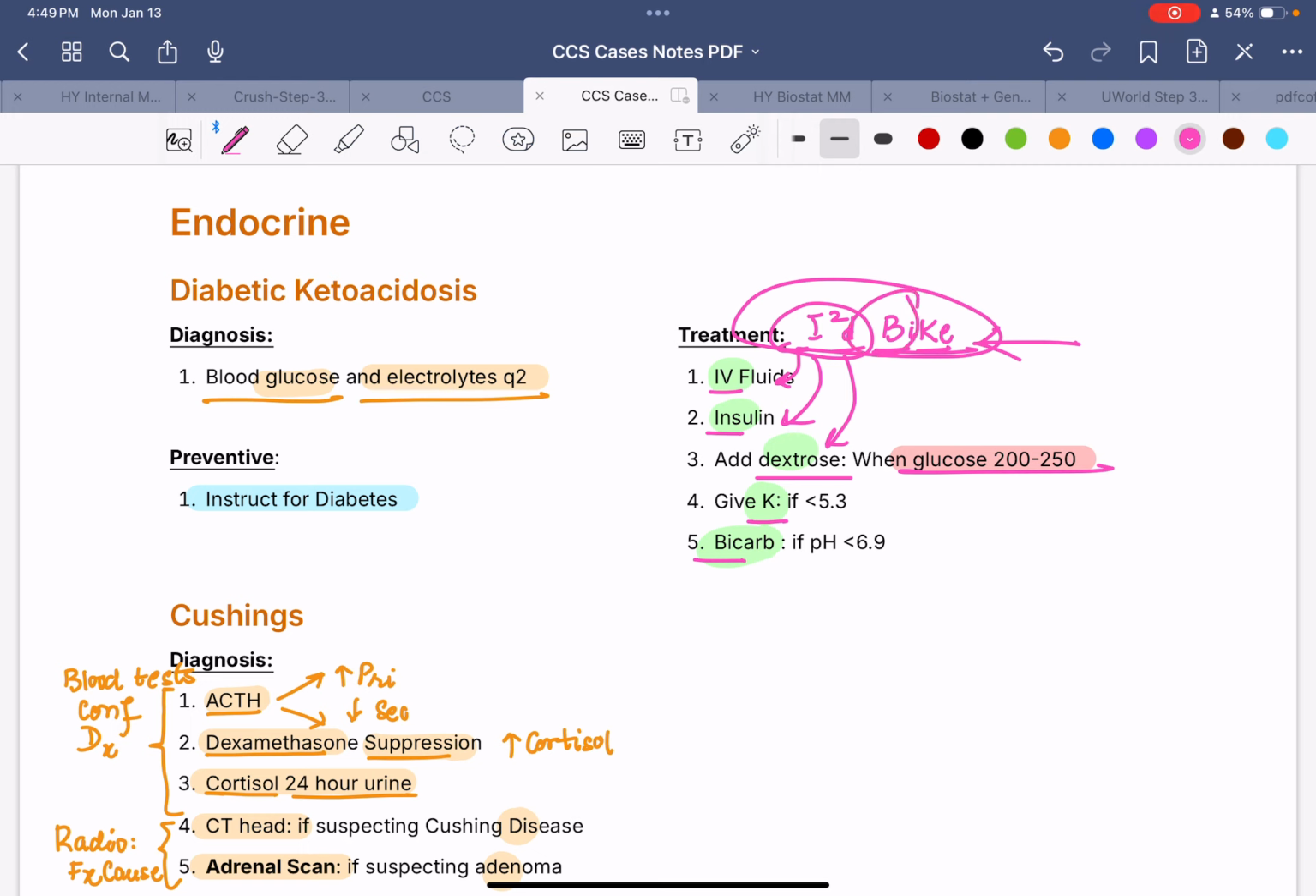Next is B and K, bicarb and potassium. B is basically for bicarb if the pH is below 6.9. We are not going to give it in all the patients, but if on ABGs and electrolytes you find that the pH is less than 6.9, then give bicarb. Similarly, if the potassium is below 5.3, then you are going to give potassium supplementation, of course. You already know that giving insulin also tends to move the potassium from the serum into the cells. Therefore, if at any point in this electrolyte monitoring you find that pH is less than 6.9, immediately give bicarb. If the potassium is less than 5.3, immediately give potassium.